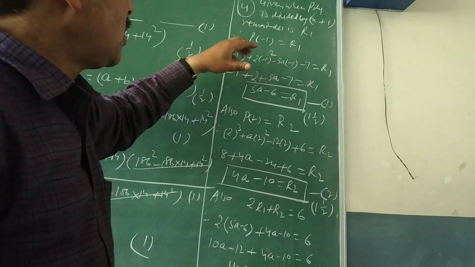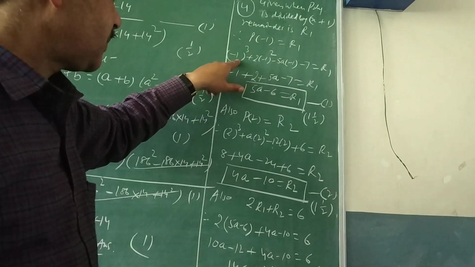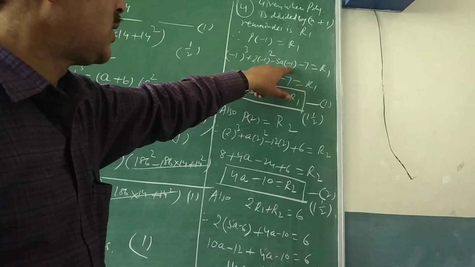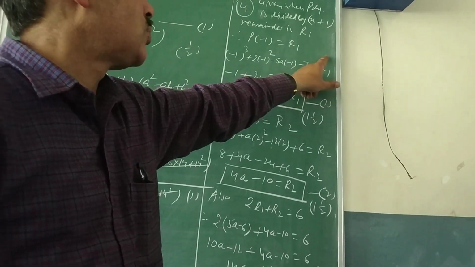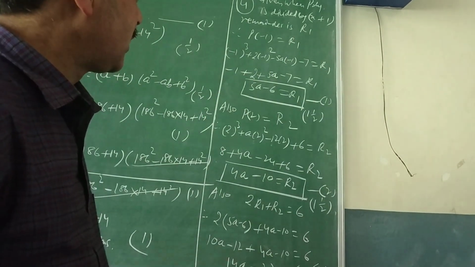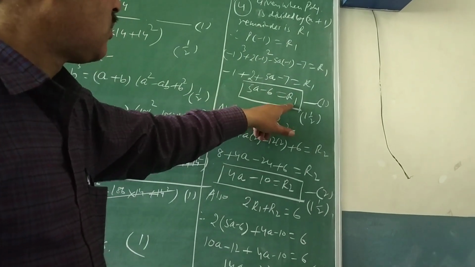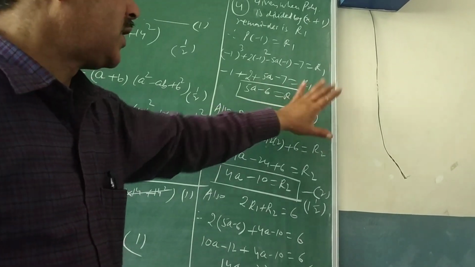So what you have to do? You have to simply replace x by minus 1 in that polynomial. So minus 1 cube plus 2 into minus 1 square minus 5a into minus 1 minus 7, and the remainder is given conditionally as equal to r1. So please write that only, is equal to r1. Then do these calculations. Somewhere you will reach equation number 1, that is 5a minus 6 is equal to r1. So write this equation.